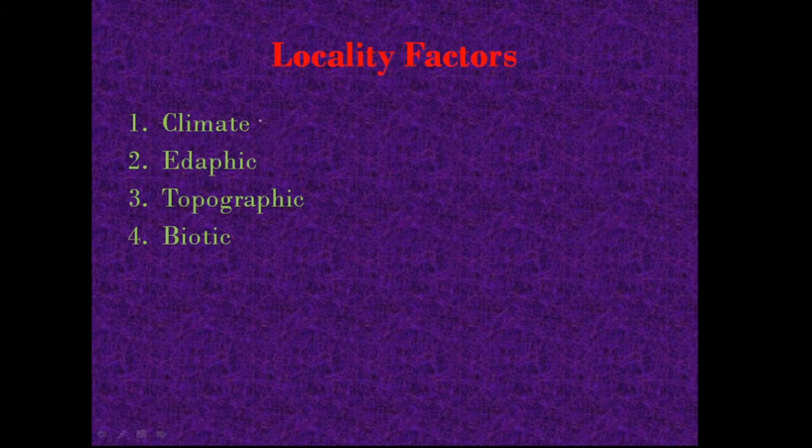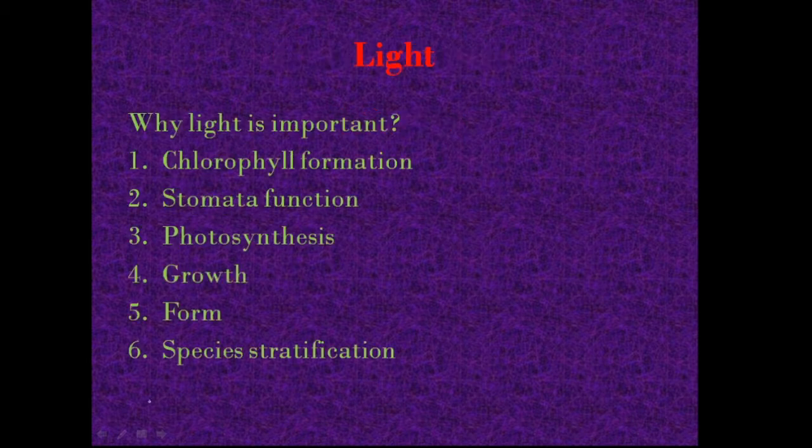First is climatic. Climatic factors include light, temperature, moisture and wind. Alright. So, let's see one by one. First one is light. Why is light important? Because it helps in chlorophyll formation, stomatal functioning, photosynthesis, growth, form, species stratification, which means light influences the functioning of the plants, right?